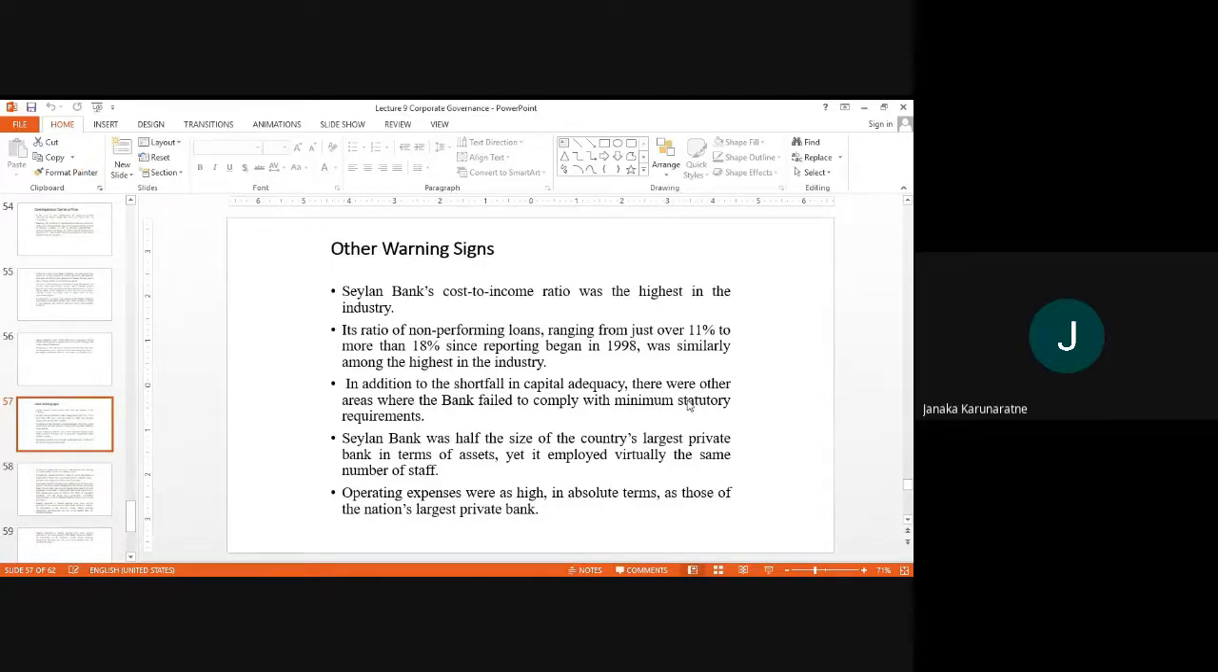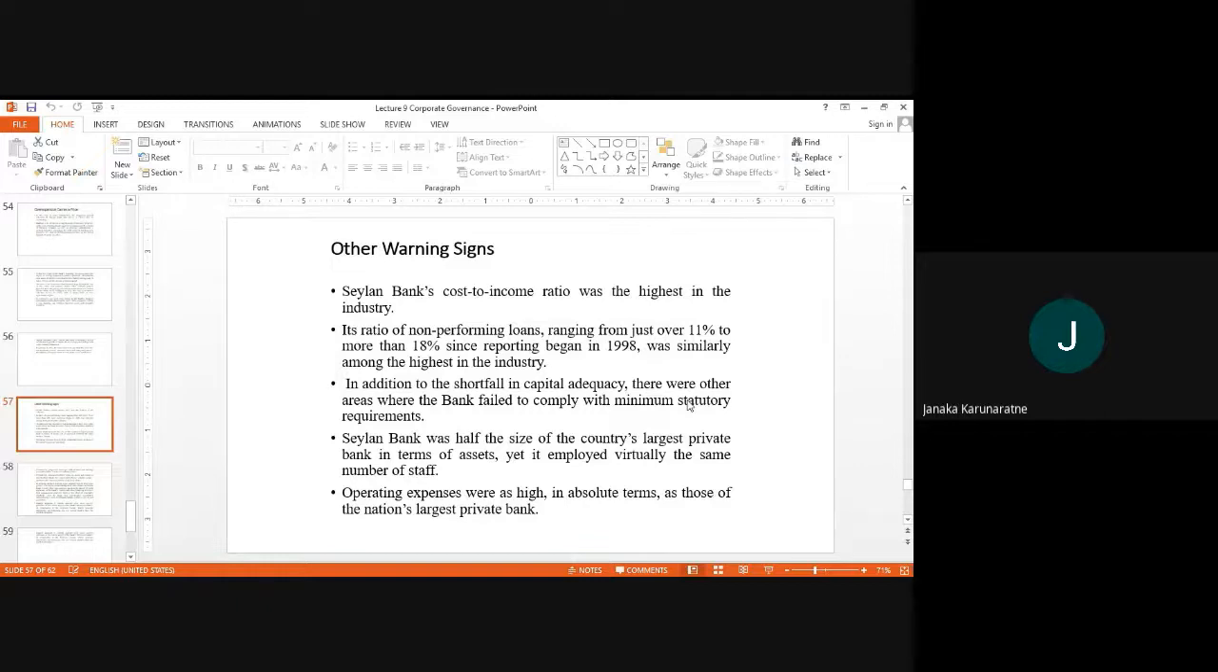Ceylon Bank was half the size of the country's largest private bank in terms of assets. Now, at that time, when you take the largest private bank in the country, the size of Ceylon Bank was half. Let's say that bank had 10 billion in assets, Ceylon had only 5 billion, let's say. But Ceylon Bank had the same number of staff. How can it be? You see, for a 10 billion bank, you have 1,000 staff, whereas a 5 billion bank also has 1,000 staff. So it's over expansion, unnecessary operational expense.